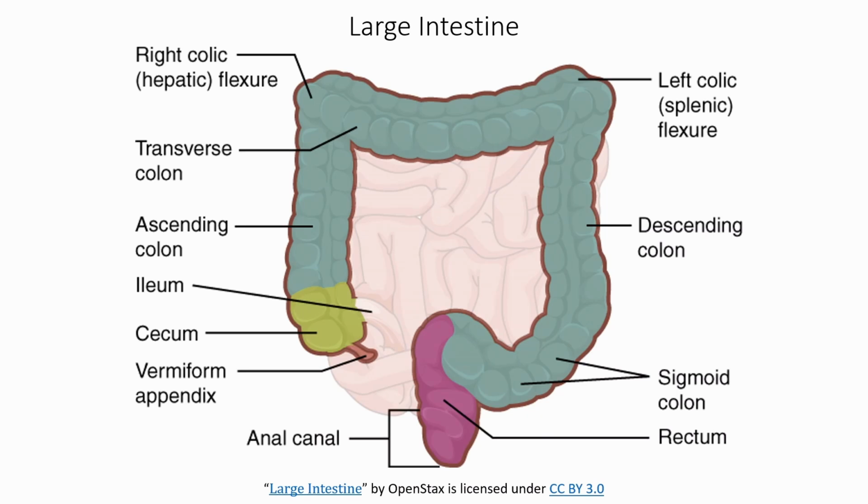We also see we have some points that kind of rotate around, and we call those flexures. So in this case, we have the right colic and the left colic flexures. You might also see hepatic and splenic flexures, just named for which organs they're close to. And again, that's just where the colon is changing directions.